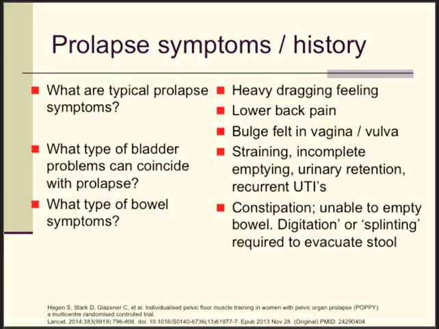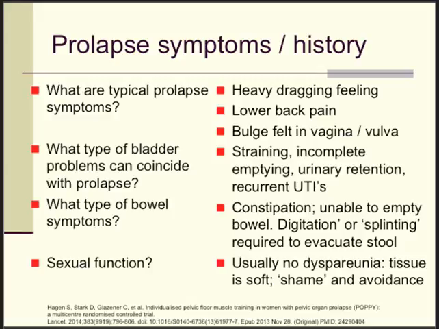What are typical bowel symptoms? Constipation, unable to empty the bowel. The woman needs to help with her fingers. That's called digitation or splinting. That's required to evacuate stool. And these symptoms typically point at a rectocoele. Sexual function: usually no dyspareunia because the prolapse tissue is soft. And of course important that there will be shame and avoidance. It's important that all four aspects of prolapse symptoms are part of a thorough and detailed history.